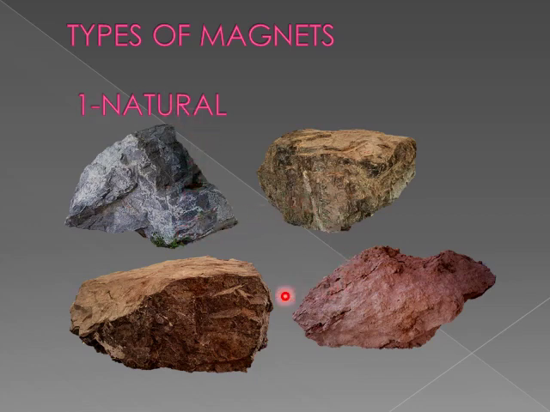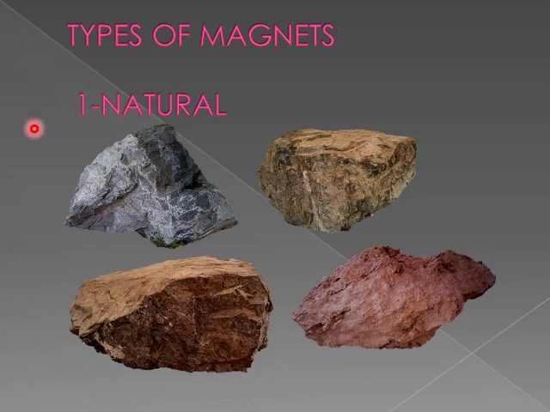A natural magnet looks like a dark colored rock. You can see here the different types of dark colored rock which are natural magnets. So my dear students, natural magnets are found in many parts of the world as rock. Natural magnets look like dark colored rocks.